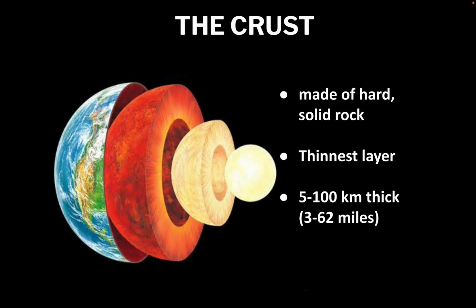So Lincoln is about 45 miles from where we are. So if you think about going to Lincoln and there are some parts of Earth that are 62 miles thick, it's pretty thick. And yet, in comparison to the other layers, it is super thin. And lastly, this is the least dense layer. So that means there's not as much matter in this outer layer as there is in the inner layers.